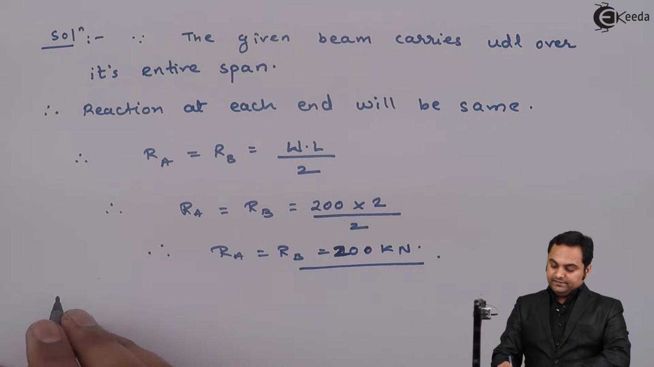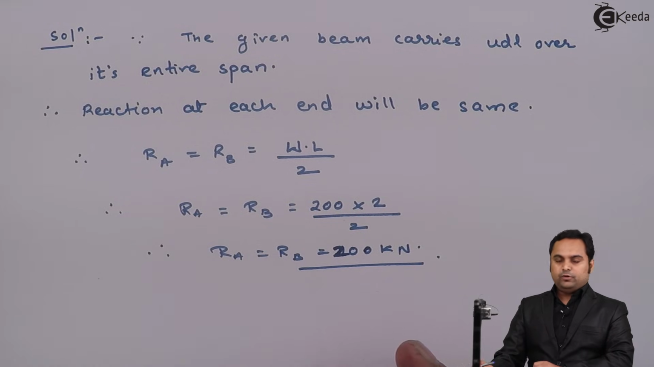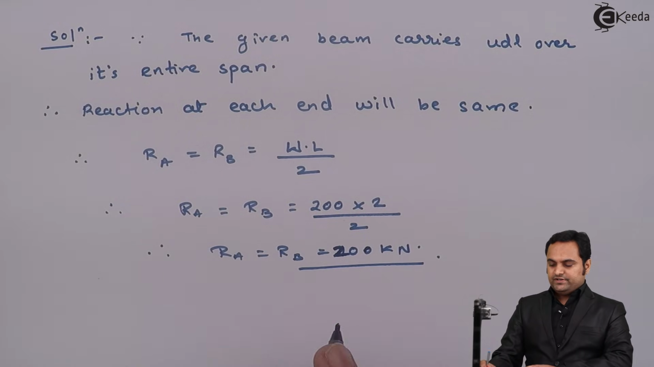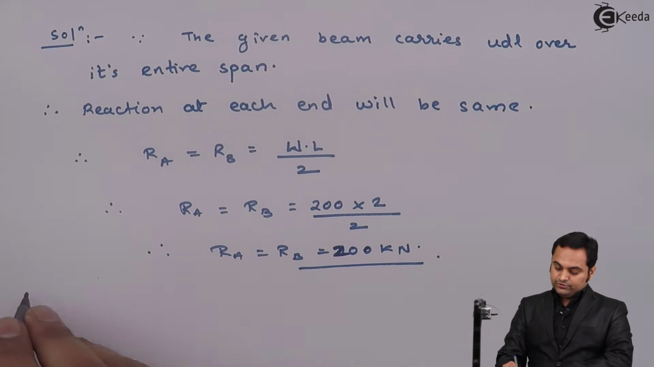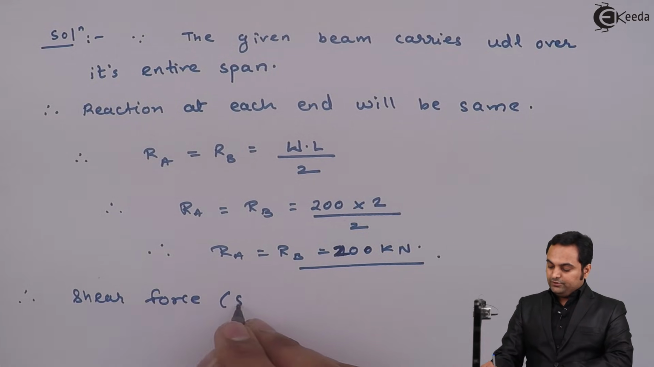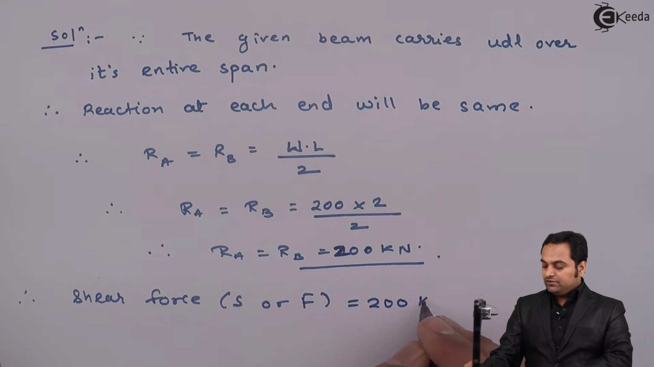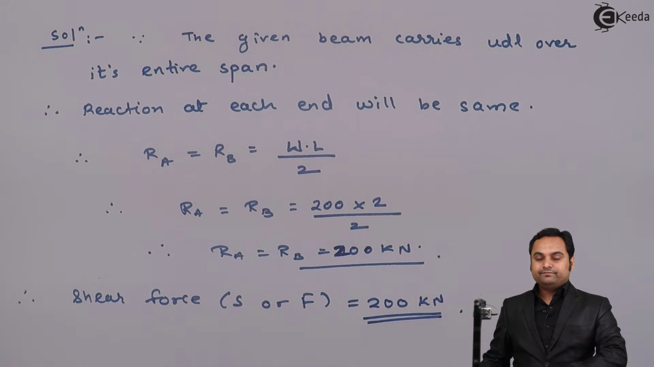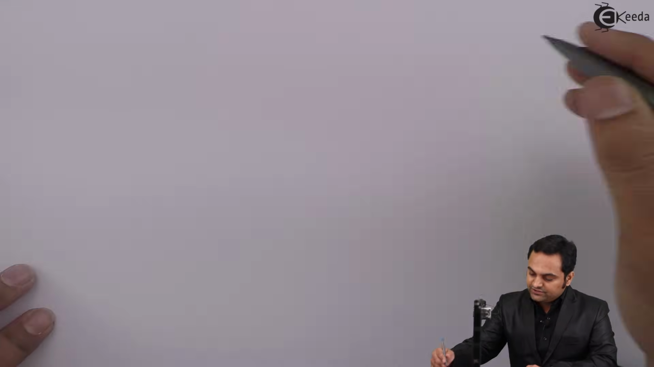Now since in this case we are solving the problem on shear stress, this force which we are getting, RA, RB, is called the shear force. So shear force can be denoted by S or by F, that is nothing but the reaction, which is 200 kilonewton. Now after getting the shear force, the next thing is, since it is given that we are having a T section here, I'll draw the diagram for that T section.